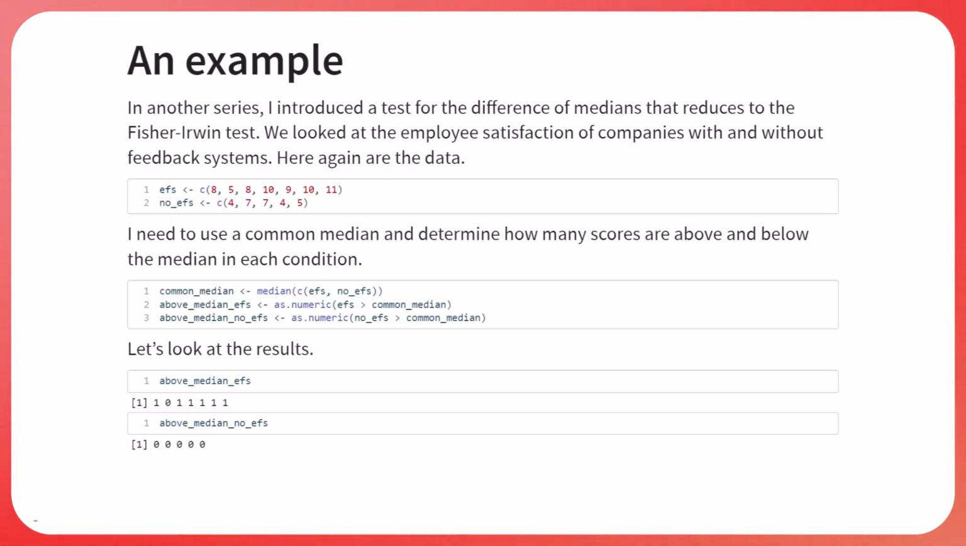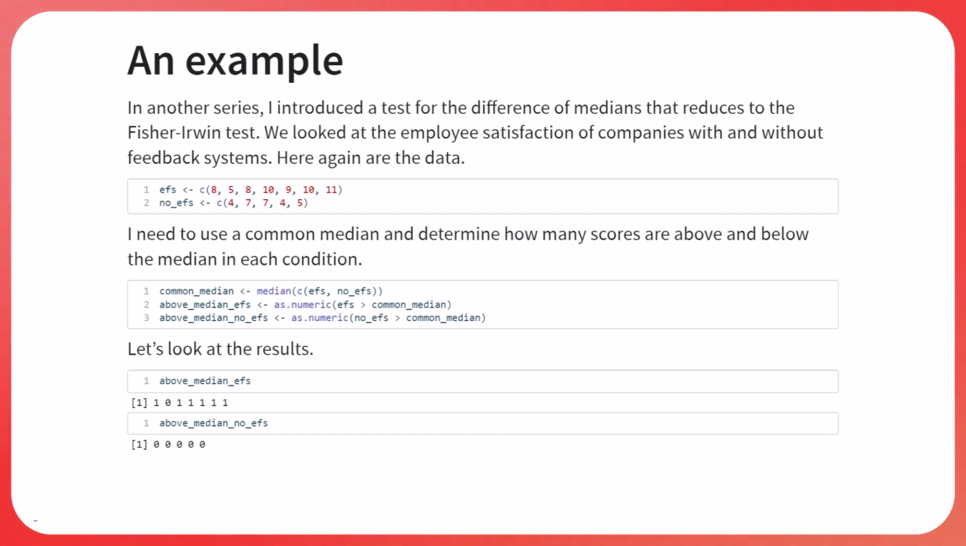In another video series, I introduced a test for the difference of medians that reduces to the Fisher-Irwin test. We looked at the employee satisfaction in companies with and without feedback systems. Here again are the data. Higher scores represent higher satisfaction from the employees in that company. 12 companies are represented here, and 7 of those companies do have employee feedback systems. The other 5 do not.